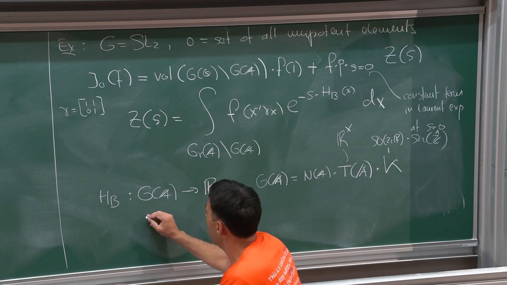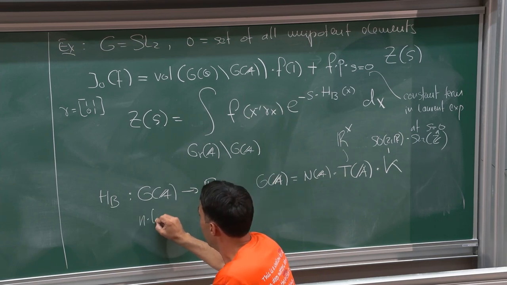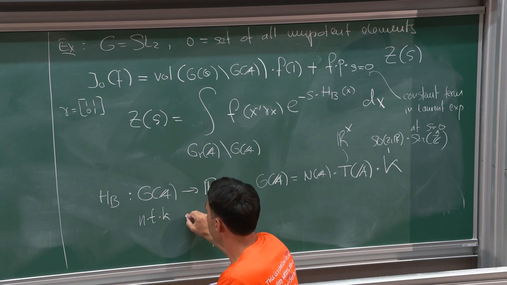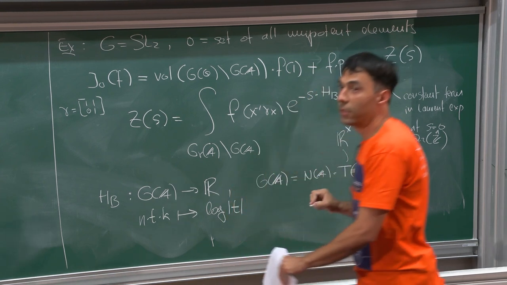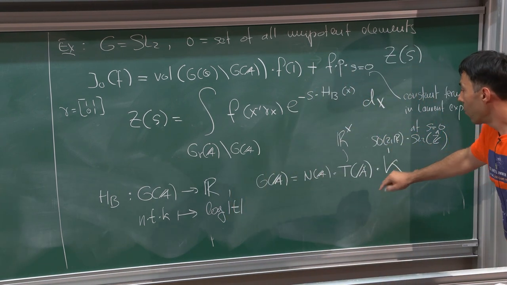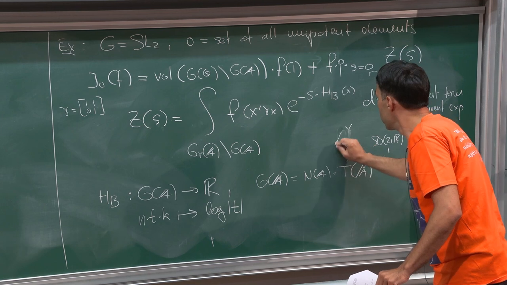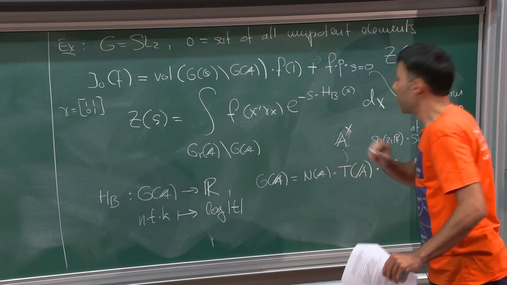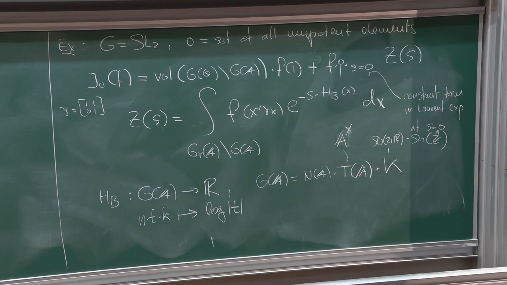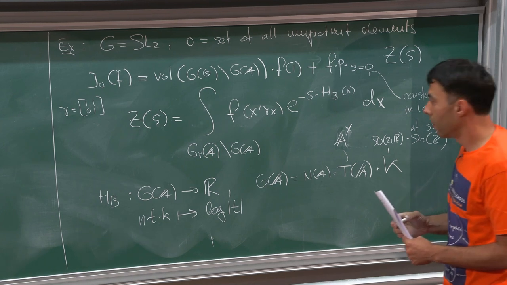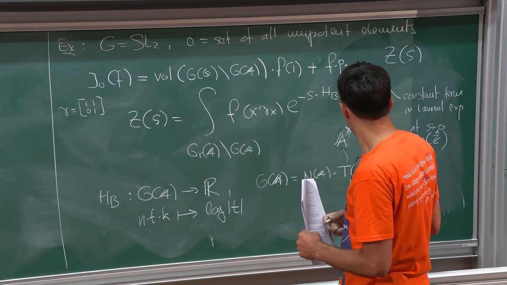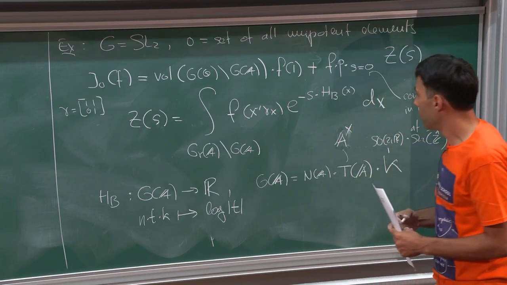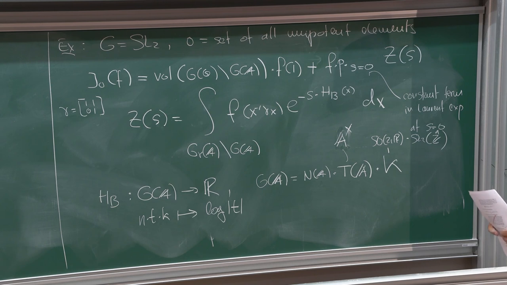And then this function is going to take a point that is decomposed according to the Iwasawa decomposition, and it's going to take the log of the adelic absolute value of this toral component. Why did I write R cross? I apologize, this is A cross. Yes. Okay. This is SL2.